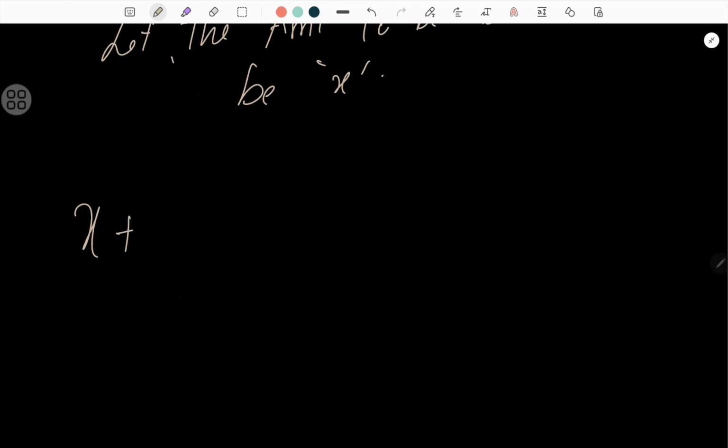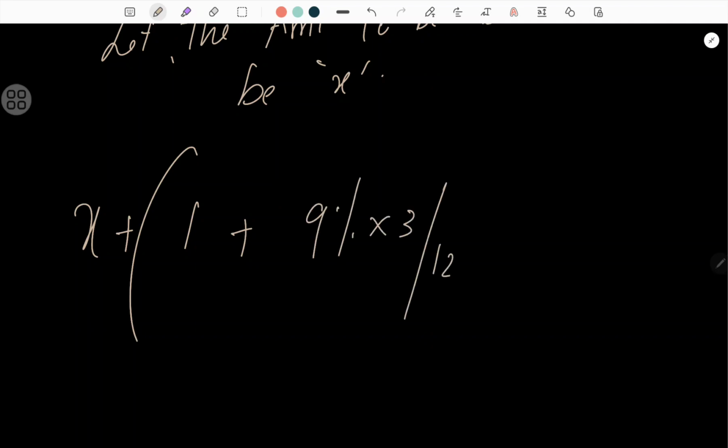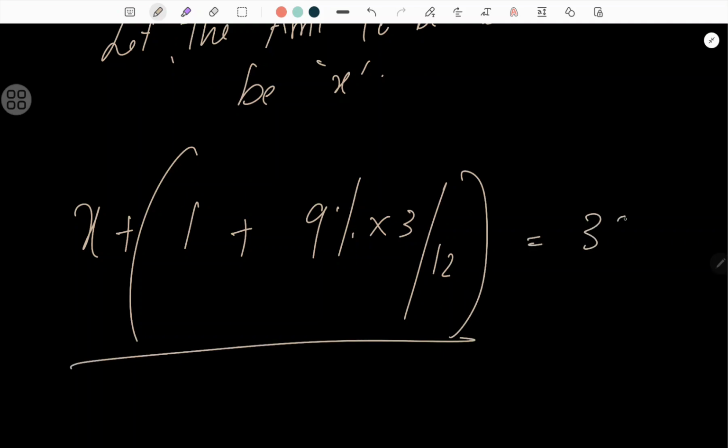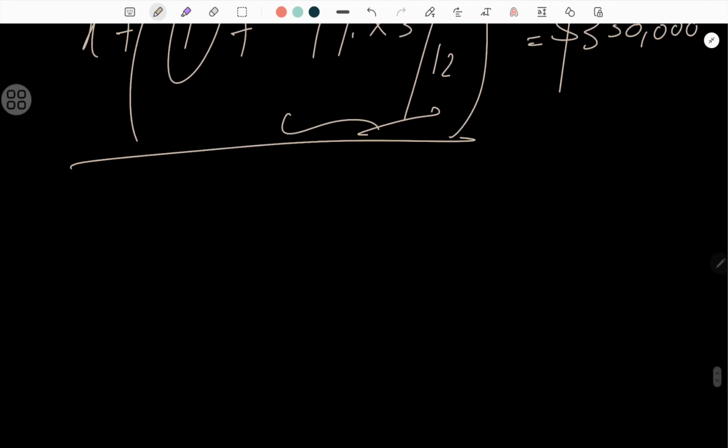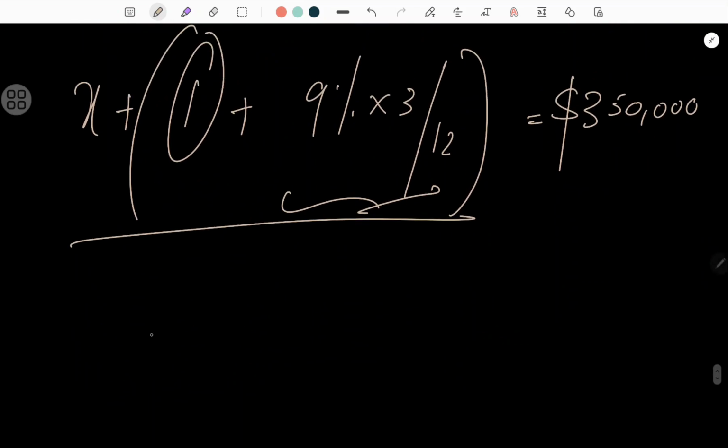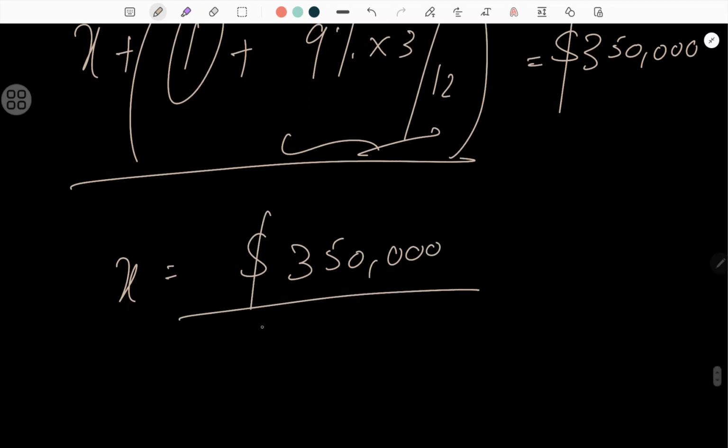Very simple. X has to be such that 1 is the principal plus interest. The interest was 9%, I think, times 3 by 12, because the entire 9% is per annum and we only need it for 3 months, as the credit term is that. This entire thing has to be equal to 350,000. We have to borrow such an amount where the principal plus the interest together at the end of 3 months equals $350,000. When you solve this equation, you get X equal to $350K divided by 1 plus 9% into 3 by 12.